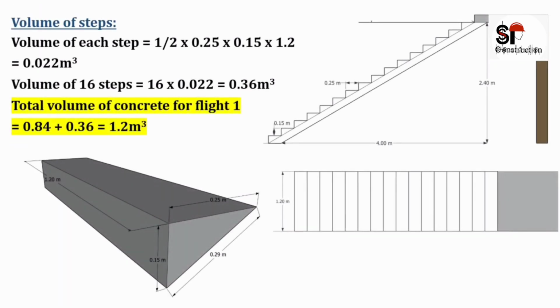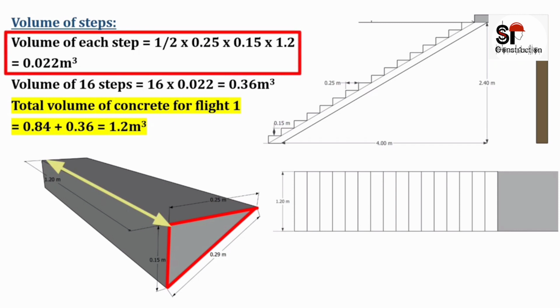Volume of each step will be equal to area of cross section into width of flight. Area of cross section of each step is equal to area of this triangle and the width will be equal to width of flight, which is 1.2 meter. So on substituting these values, volume of each step will be equal to 0.022 meter cube.